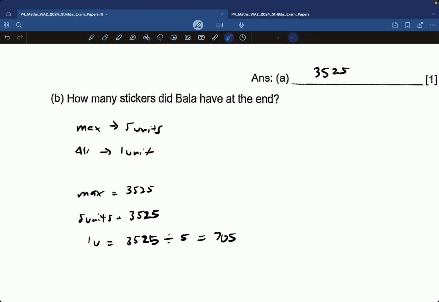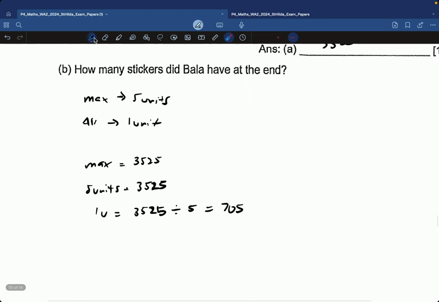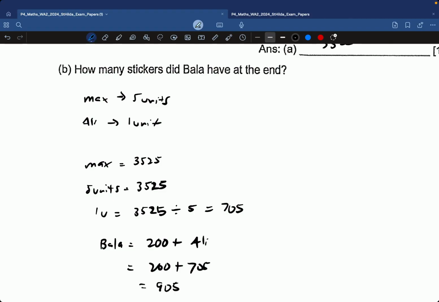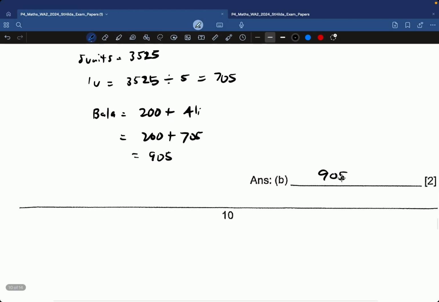So Ali has 705. Now the next thing is Bala had 200 more stickers than the number of stickers that Ali had in the end. So that means Bala has 200 more plus Ali, right? Since we know what Ali is, which is 705, that means Bala is equal to 200 plus 1 unit, in this case 705. So we can just add 705, and this will give us 905 stickers. So in the end, the answer is 905. Okay, so just read the question slowly and you will slowly be able to solve it as well.